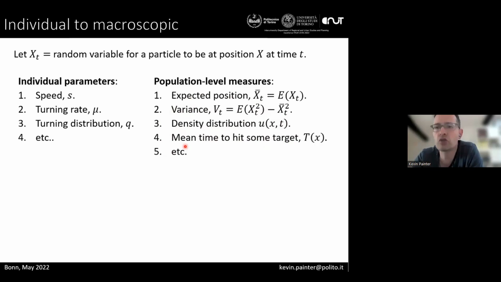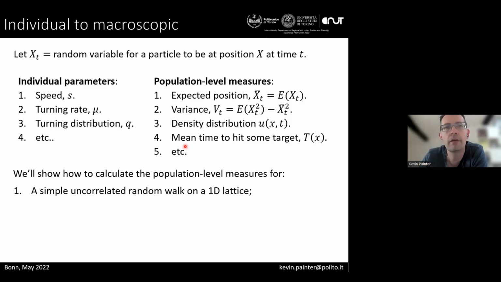We want to connect these two, from the individual parameters to these population measures. Today's lectures are going to be very repetitive, because we're going to derive effectively the same equations again and again, but through a step-by-step process, where we start with our simplest case: a very simple uncorrelated random walk on a 1D lattice.